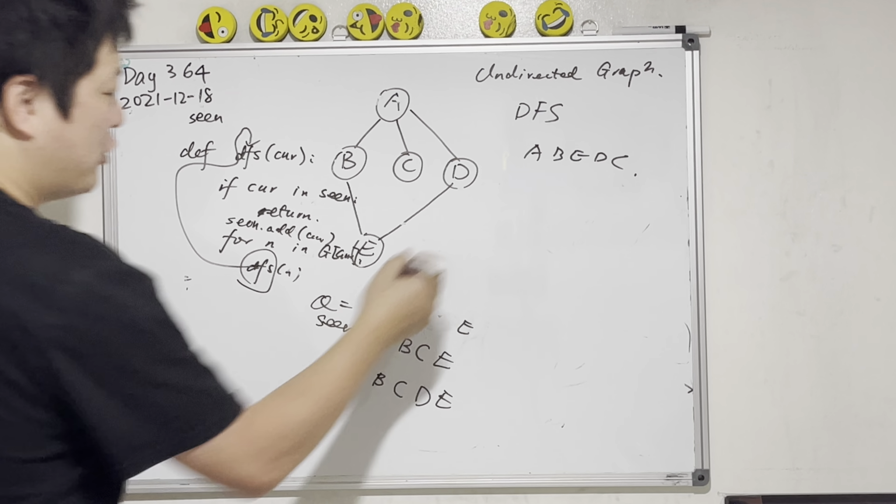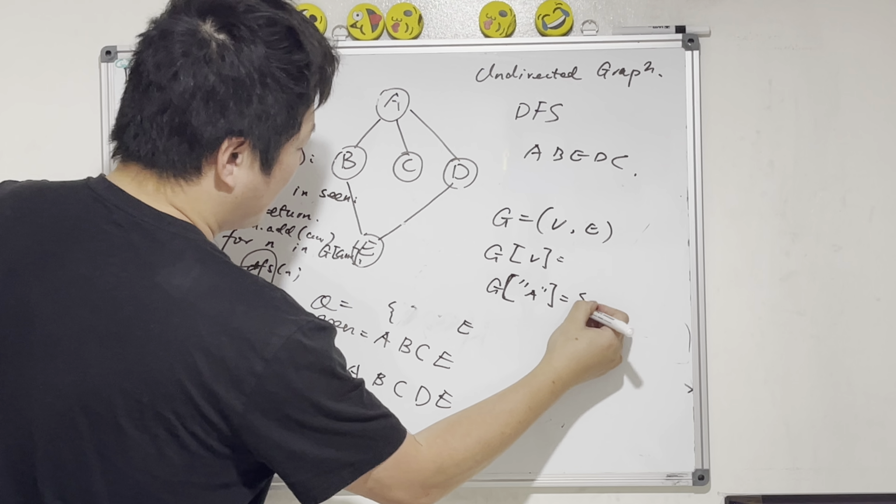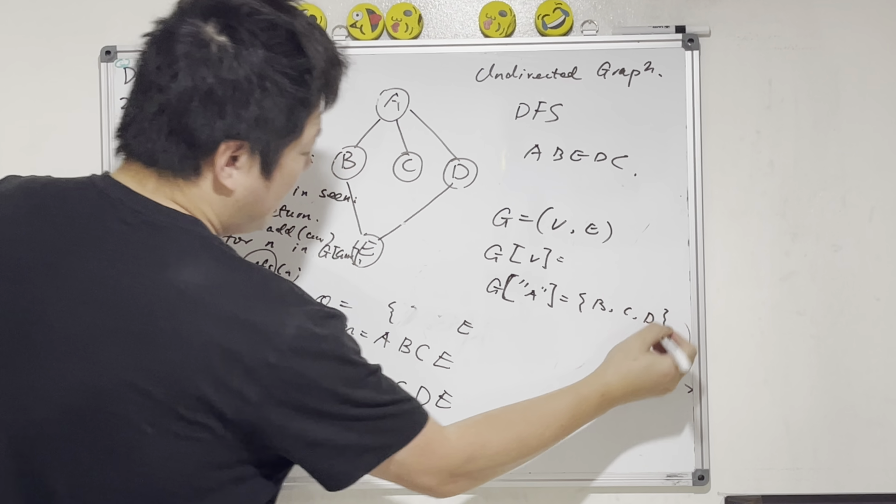Then for each node N in G at current, we call depth search on N, and that's the recursion. G, the graph, is a set of vertices and edges, so the vertex here gives us the list of nodes. For example, A would be a list of the nodes connected to A, which is B, C, D. This is the way to store the graph, which is called an adjacency list.